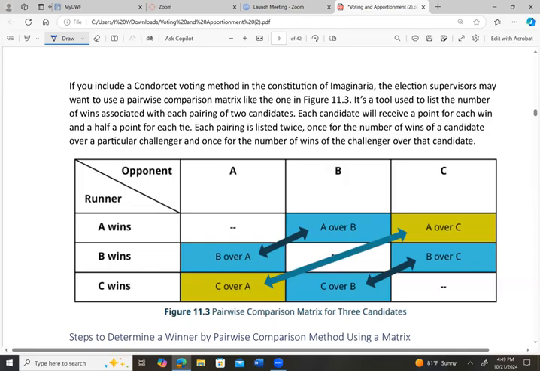If you include a Condorcet voting method in the Constitution of Imaginaria, the election supervisors may want to use a pairwise comparison matrix like the one in Figure 11.3. It's a tool used to list the number of wins associated with each pairing of two candidates. Each candidate will receive a point for each win and half a point for each tie. Each pairing is listed twice, once for the number of wins of a candidate over a particular challenger, and once for the number of wins of the challenger over the candidate. So I use something slightly different than this.